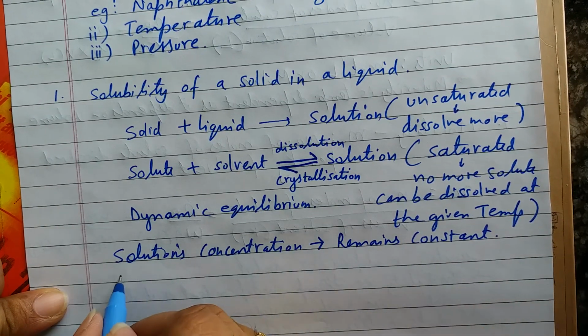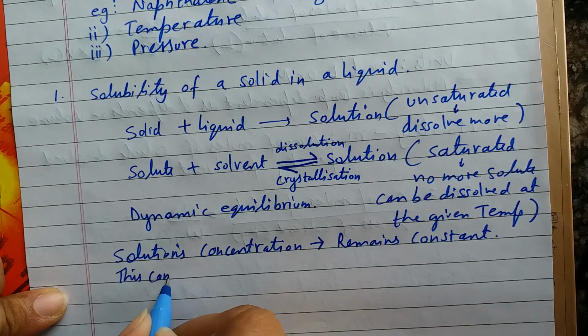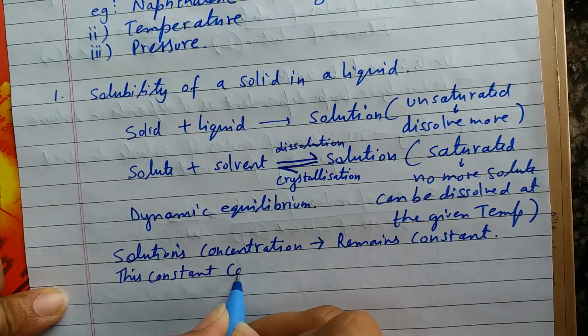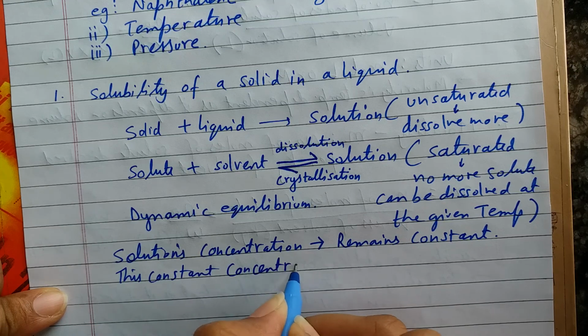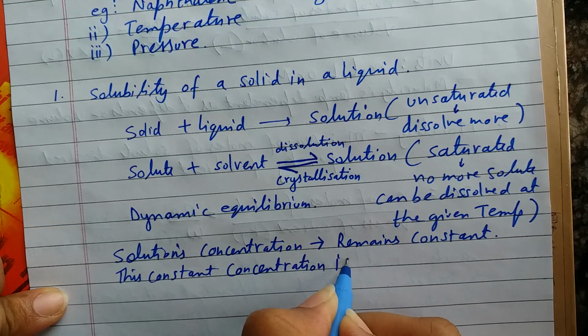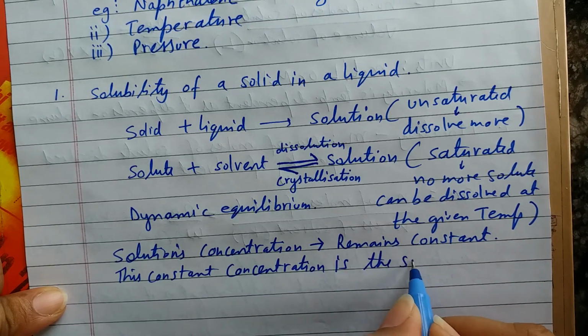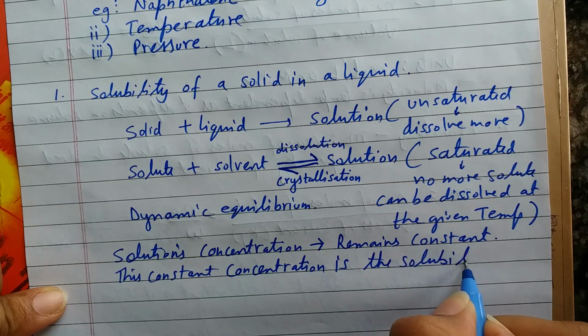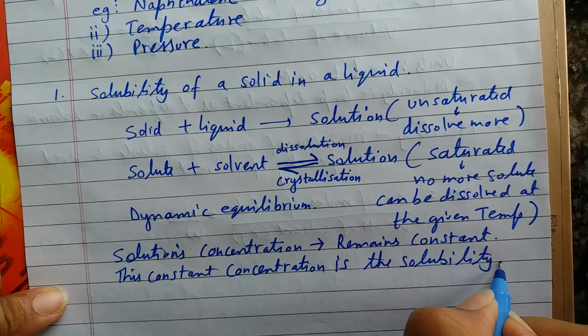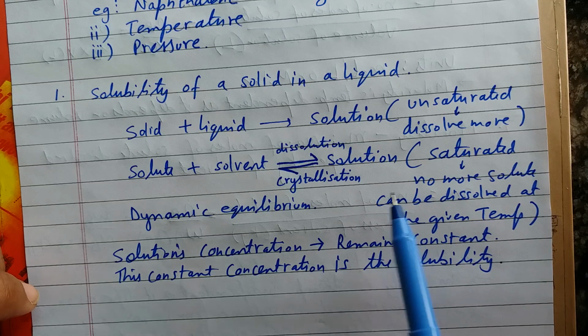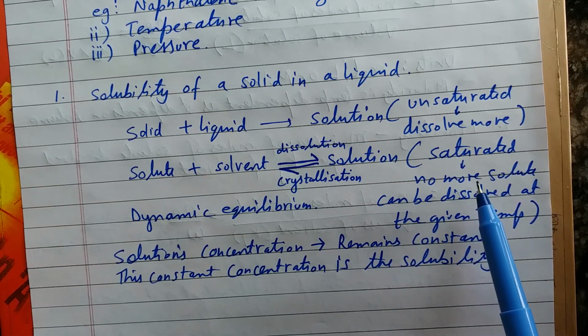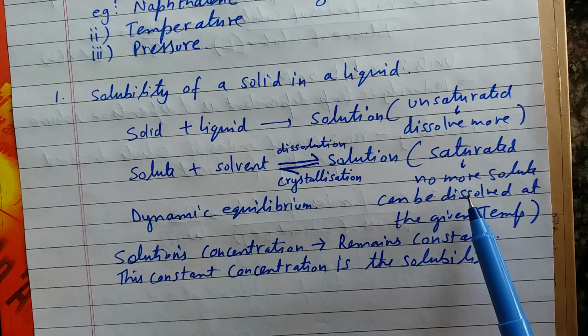And this constant concentration is the solubility. This constant concentration is defined as the solubility, because you remember the solution was saturated, and saturated means the maximum amount has been dissolved. No more can be dissolved.